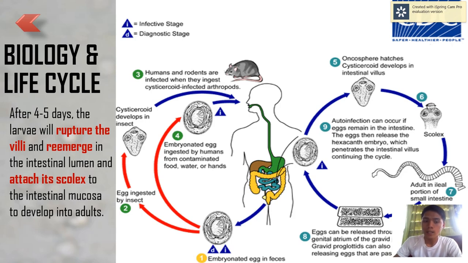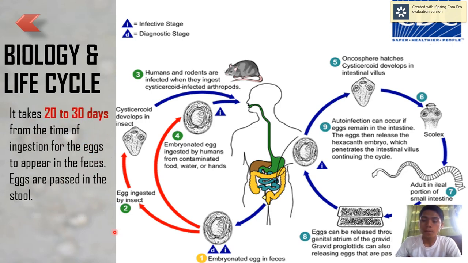So, that is the direct cycle. So, the direct cycle does not include an intermediate host. So, it will just infect directly the human. So, that's why it's direct cycle. Kay direct ang infection sa human. Now, it takes 20 to 30 days from the time of ingestion for the eggs to appear in the feces. So, from the time of ingestion, makitaan daw ang eggs sa feces 20 to 30 days pa.